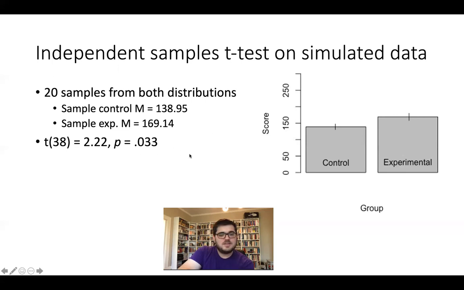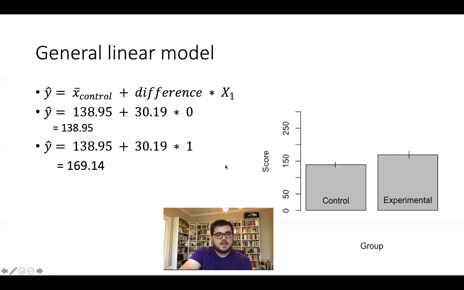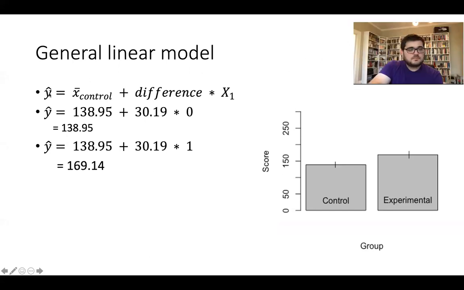That's less than 5%. So you reject the null hypothesis and you conclude that the control group and the experimental group in the population probably really are different. So that's the t-test. That should be pretty familiar by now. Let's look at this from a regression standpoint. You have your predicted Y. I'm predicting what score you're going to have. And instead of saying intercept, I'm going to say the mean of the control group. And the mean of the control group is 138.95, as you might recall.